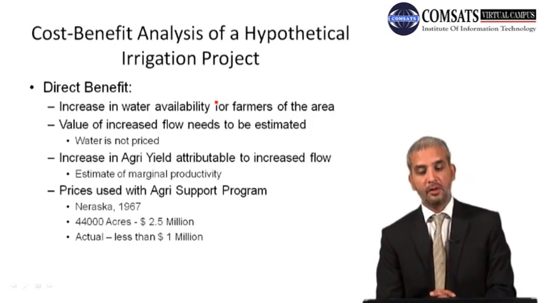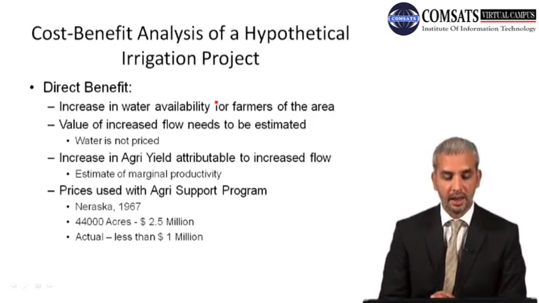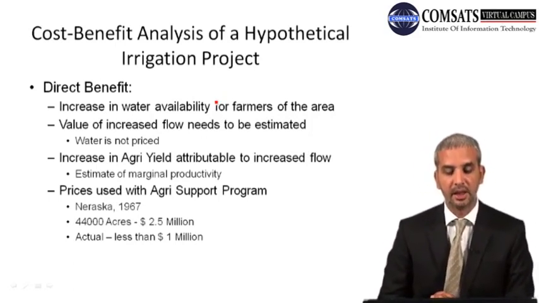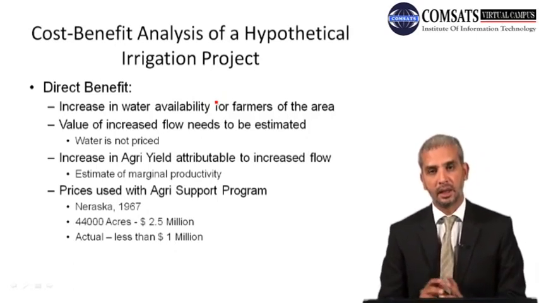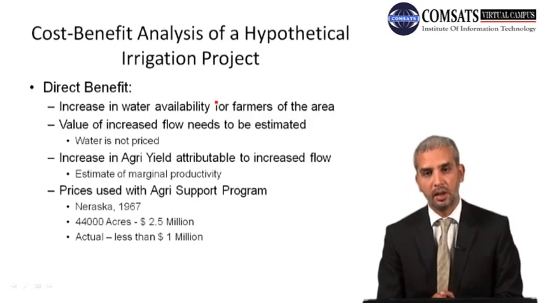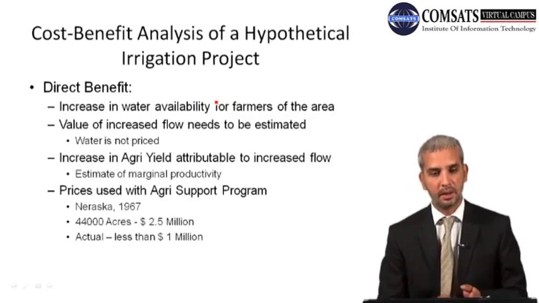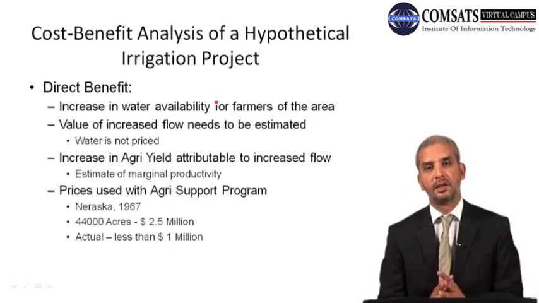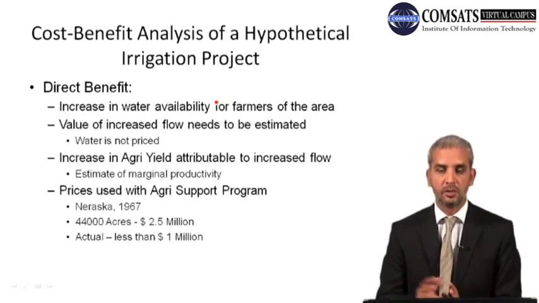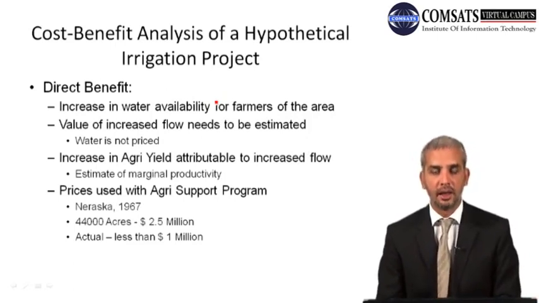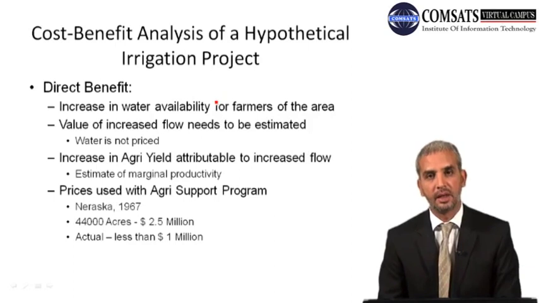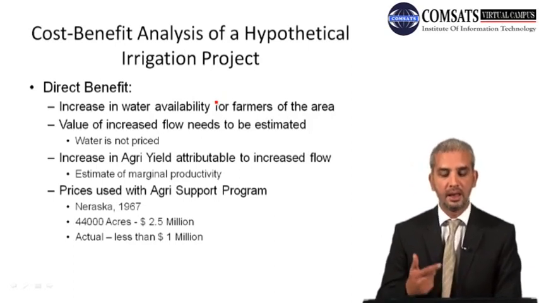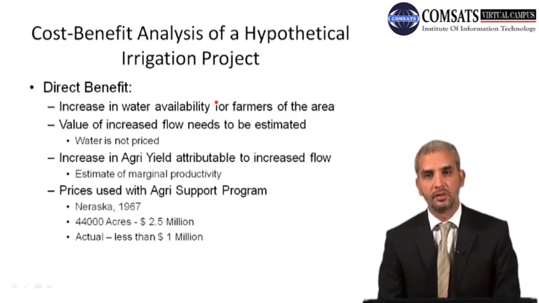Now the first example that we would quote, again we started with this, is that irrigation project which is supposed to be taken up by government to provide additional benefits to farmers to increase the fertility of land. So in this case we need to consider the direct benefits and direct cost. So what would be the direct benefit? Direct benefit would actually be increase in water availability for farmers of the area.